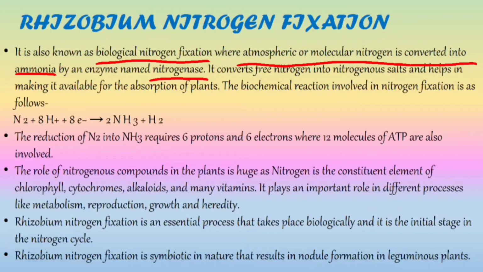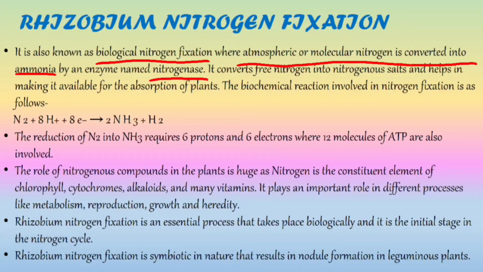And the chemical reaction of converting nitrogen into ammonia is given here. The reduction of N2 into NH3 requires 6 protons and 6 electrons, where 12 molecules of ATP are also involved. So for this reaction, there are a few requirements: 6 protons, 6 electrons and 12 molecules of ATP, that is, 12 molecules of energy.